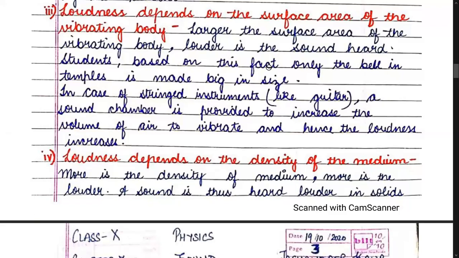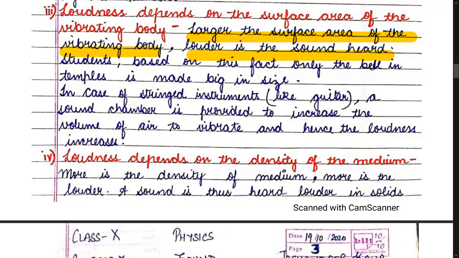Students, right now we have discussed about the tabla. So see here, larger is the surface area of the vibrating body. Larger is the surface area of the vibrating body. Louder is the sound heard.